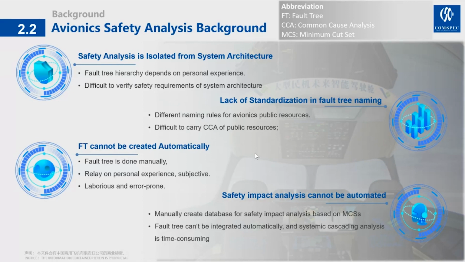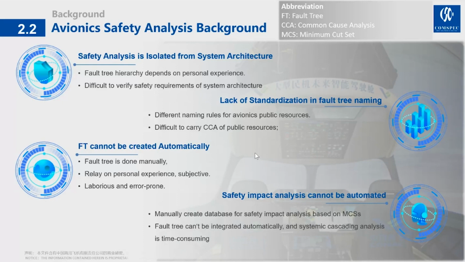The second problem is that the process of fault tree creation lacks standardization. The avionics public resources are referenced by different subsystems. And the same avionics public resources have different naming rules in different fault trees, which makes it difficult to assess the impact of avionics public resources failure for different subsystems.